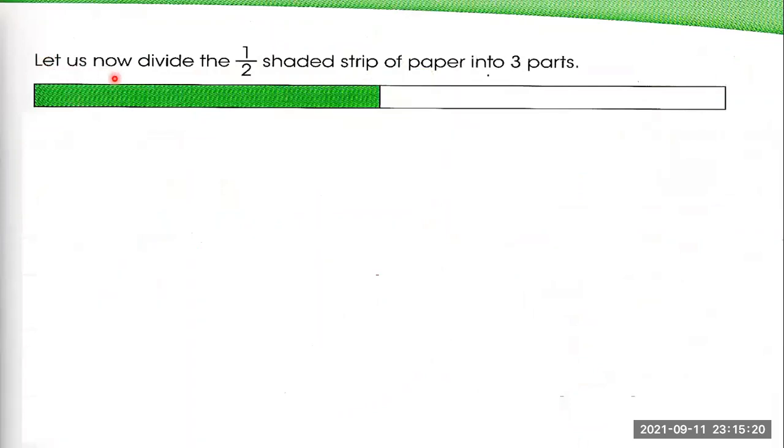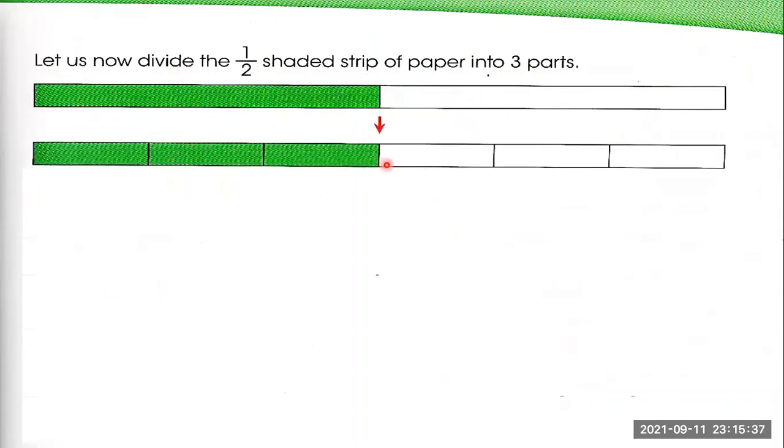Let us now divide the 1/2 shaded strip of paper into 3 parts. So these 2 parts here, we are going to divide each by 3. How are we going to do it? The green part here, teacher Shari divided by 3. So we have 1, 2, 3 parts of the green, 1, 2, 3 parts of the white area. Here we have 1, 2, 3, 4, 5, 6. We have now 6 equal parts.